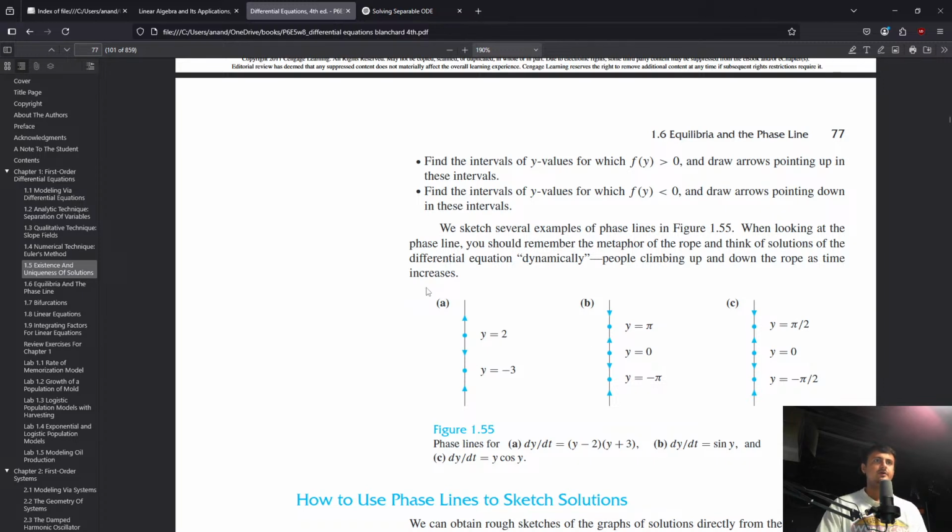Do they have a node? Let's see, do they have a node? Down, up, down, up, down, up, down, up. None of these are nodes.